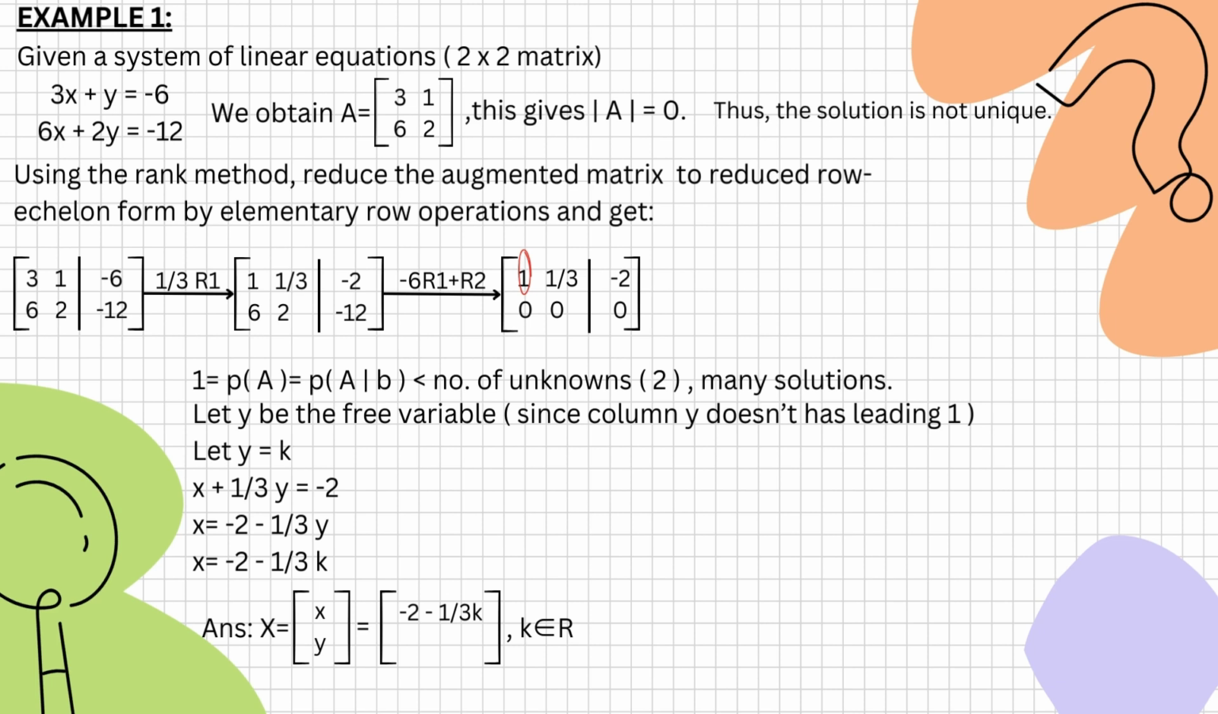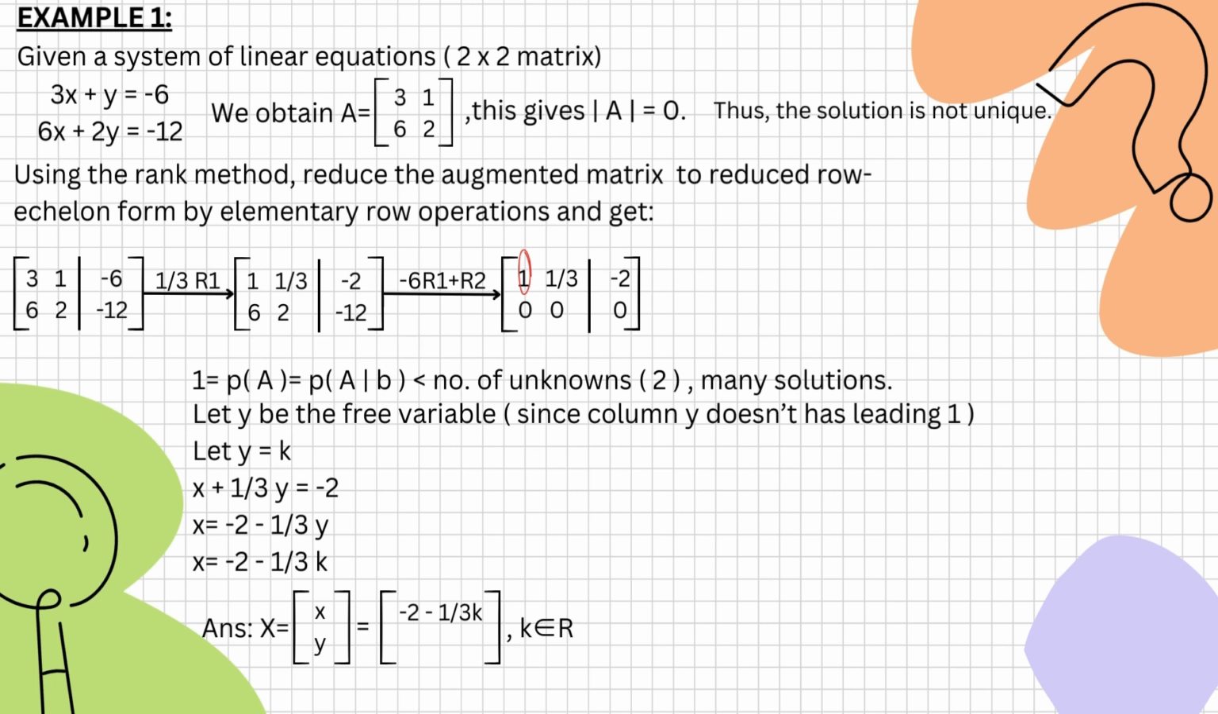We fill in the first column with the coefficients of x and the second column with the coefficients of y. Then we can calculate that the determinant of A equals 0. Thus, the solution is not unique. And negative 6 and negative 12 form a matrix B, which is a 2 by 1 matrix. We write a new matrix by putting matrix A in front, with a line in the middle, then matrix B.